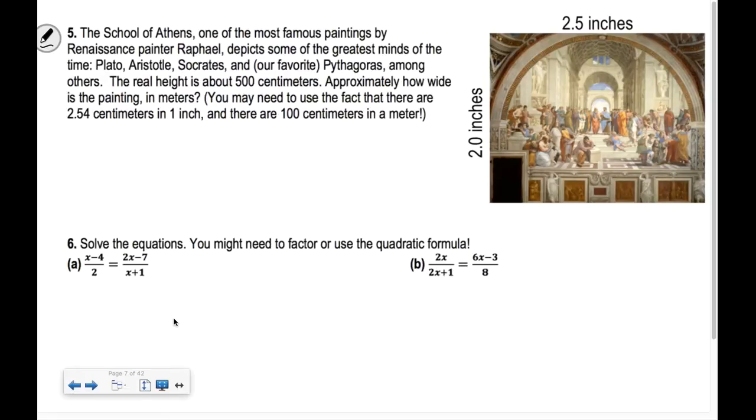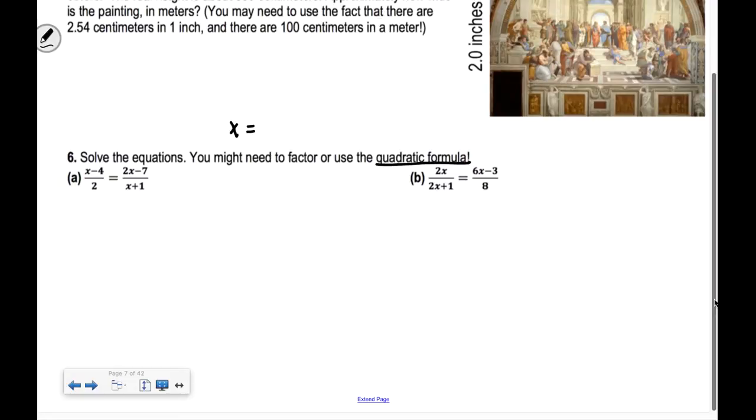Do you remember the quadratic formula? Try to write it on your paper. So x equals, write it down. See if you remember it. Don't say it out loud. Do you all know the quadratic formula? So write it down. Starts with a negative b plus or minus the square root of b squared minus 4ac all over 2a.